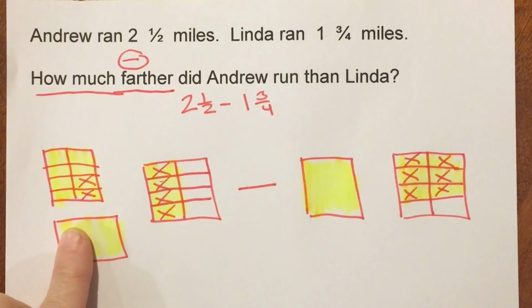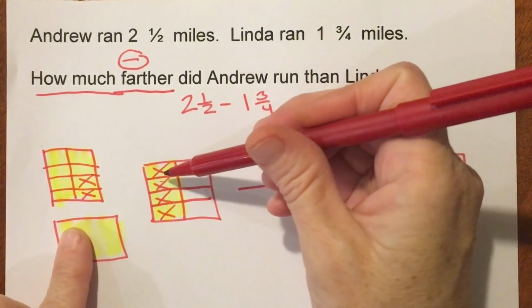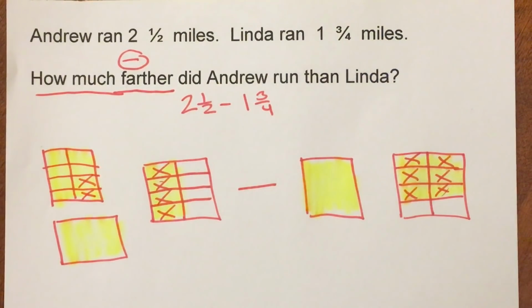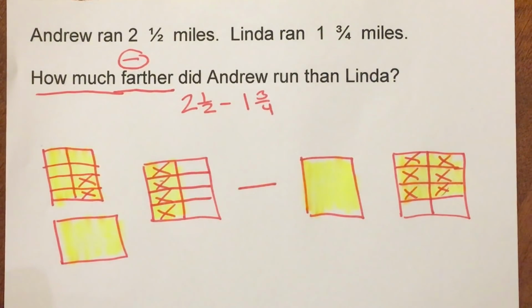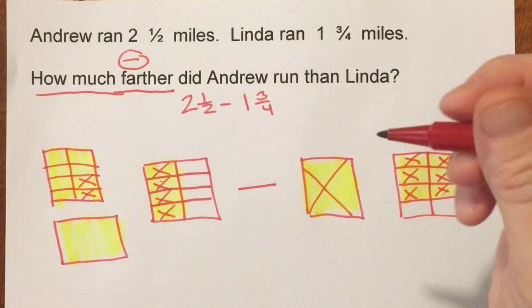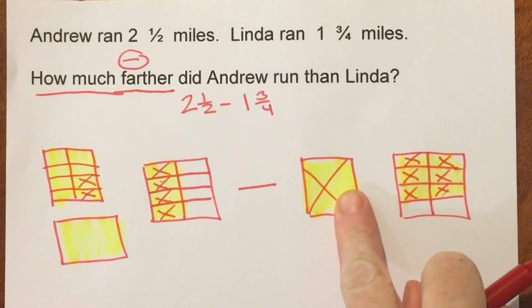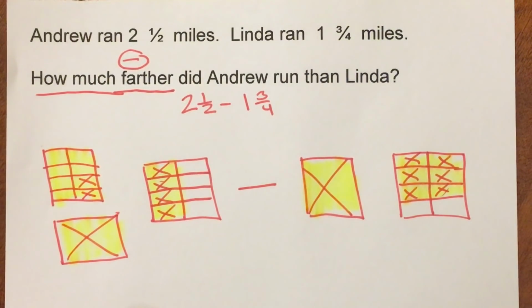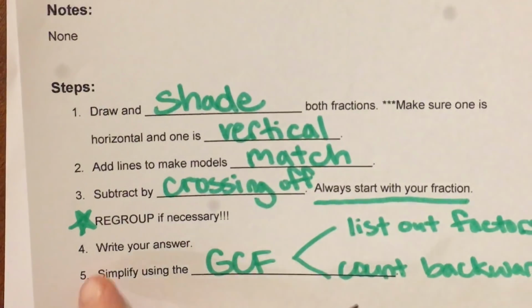So I need to cut up one of my wholes so I can take away the others. In total, they wanted me to take away 6 pieces, so now I really took away 6 pieces. That's the regrouping. You might have to cut up your wholes to finish taking them away. They also want me to take away 1 whole, so I come over here and take away 1 whole. What I'm left with is my answer.